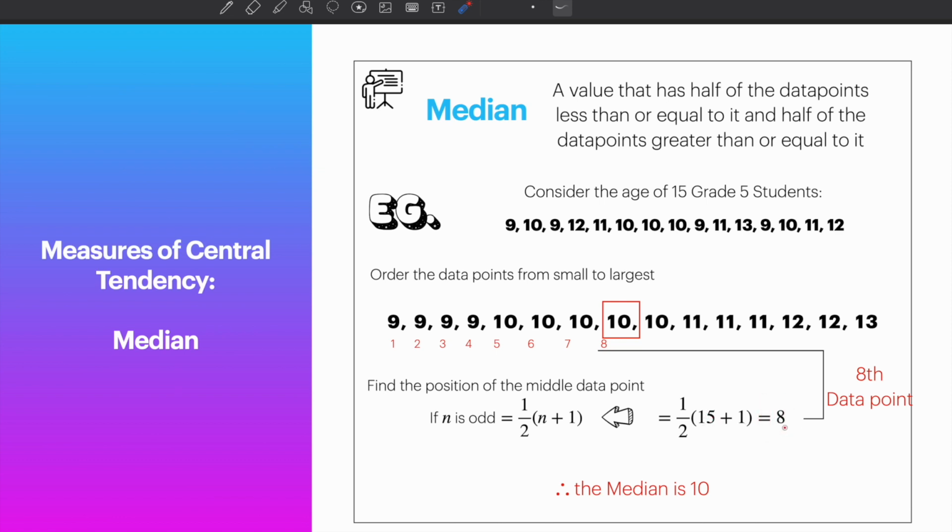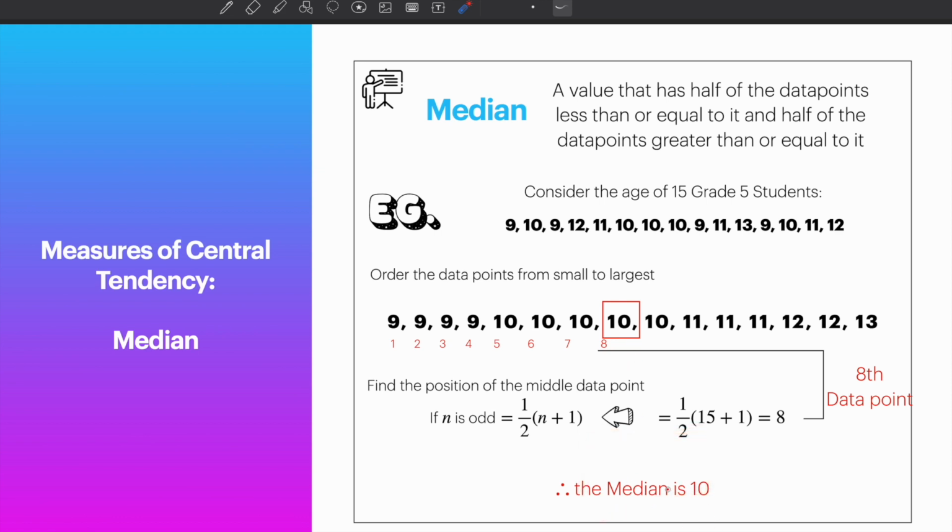So what does this mean? This means that our median is sitting in the 8th position. So you go back to our data that we ordered from smallest to largest and count 8. So we say 1, 2, 3, 4, 5, 6, 7, 8, and this is where your median would be sitting at. So what number corresponds to the 8th position? 10. There we go. You've just literally found your median. So therefore your median is 10.